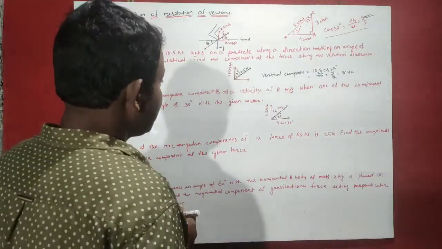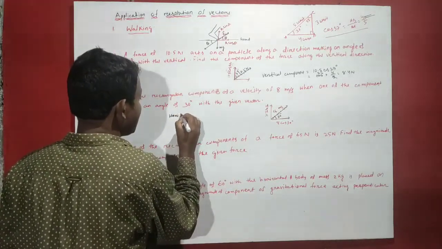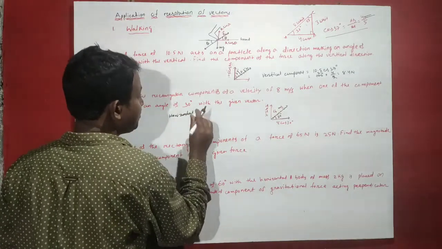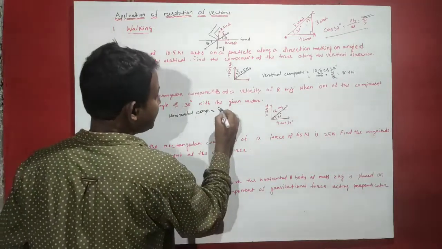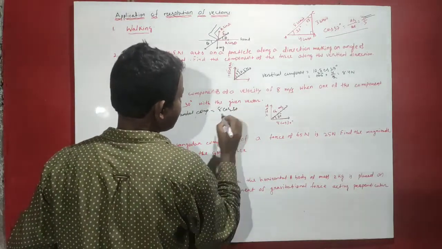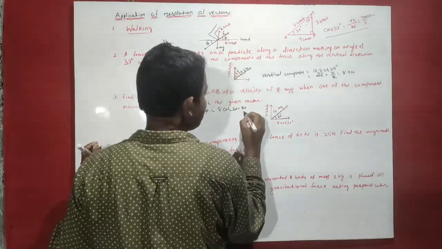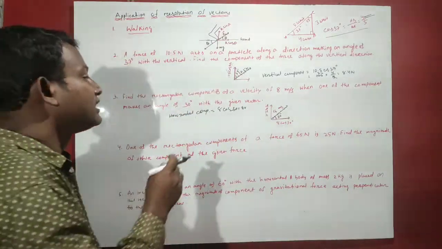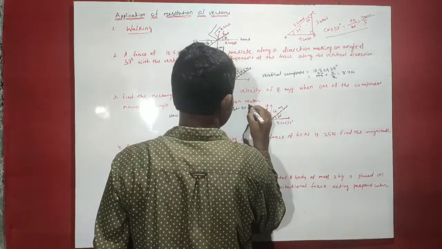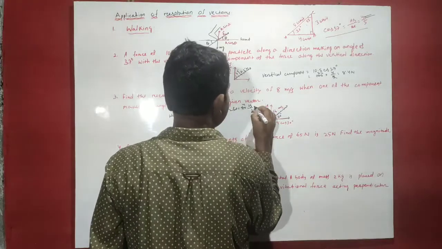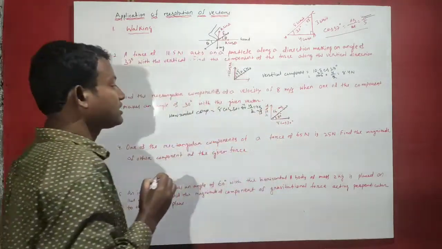That means our answer is our horizontal component. Horizontal component is equal to 8 cos 30. 8 cos 30 is equal to 8 into cos 30, root 3 by 2. Cos 30 value is root 3 by 2, so it is 4 root 3 meter per second.